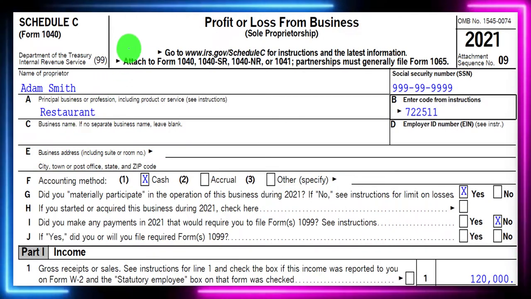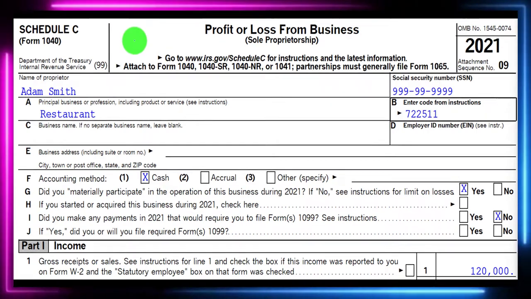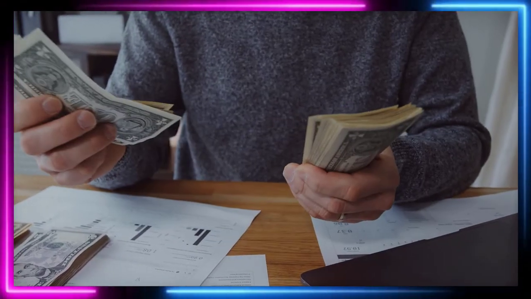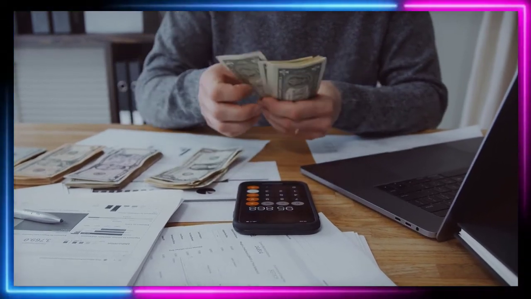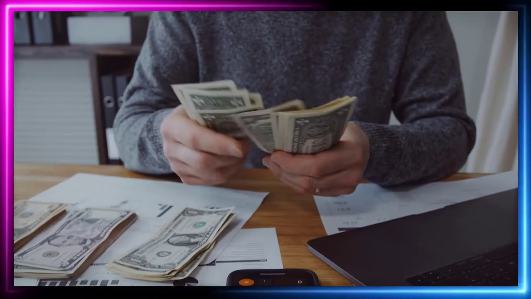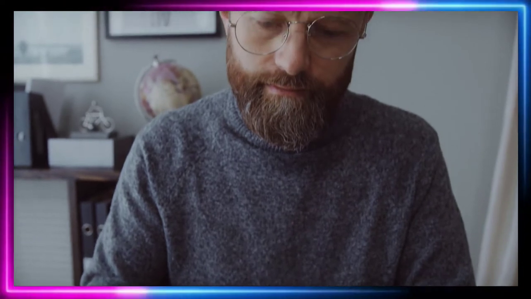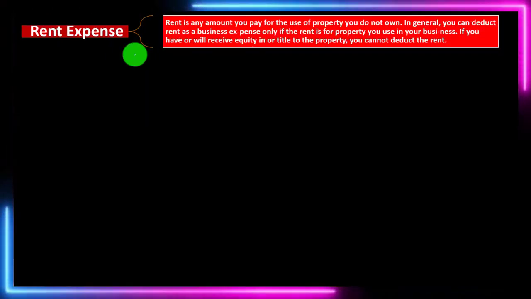Here is the Schedule C, profit or loss from business, basically an income statement. Remember that we're looking on the expense side of things, expenses that are specifically related to the Schedule C business, as opposed to expenses elsewhere, expenses needing to be ordinary and necessary as a general rule to be deductible on the Schedule C. Now we have the rent expense.